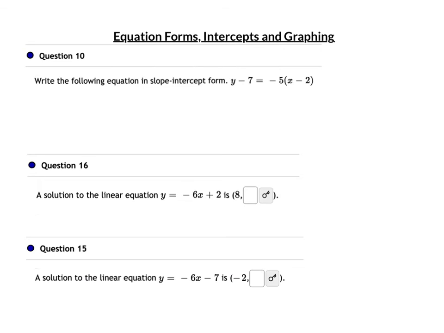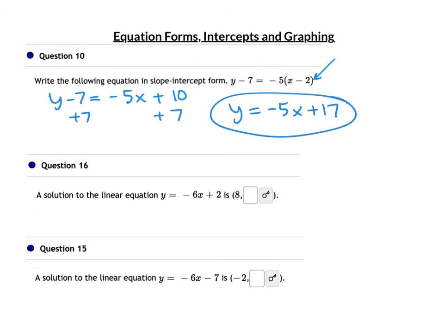One more, putting an equation in slope-intercept form. This is actually in a form called point slope, which we'll talk about soon. This is y minus 7 equals, we have to distribute first, negative 5 times x and negative 5 times negative 2. Negative times a negative is a positive. Positive 10. Get y by itself, add 7 to both sides, and our final answer is y equals negative 5x plus 17.